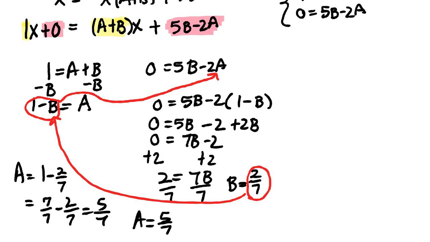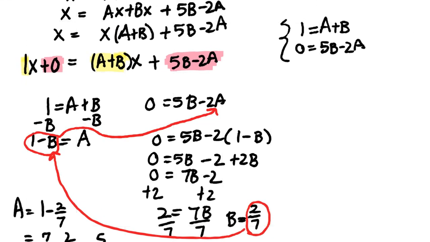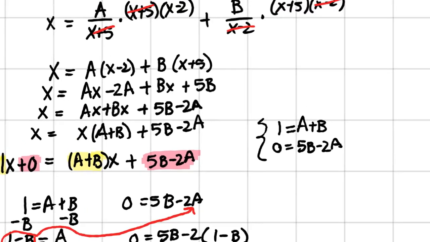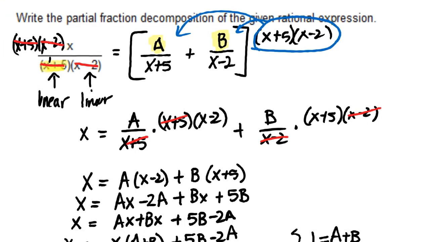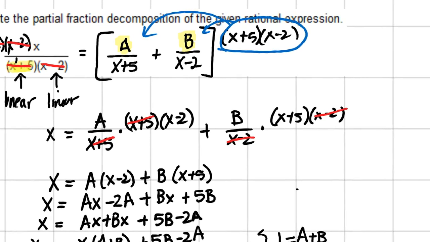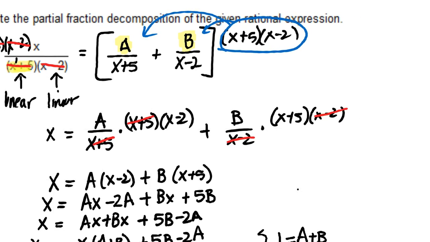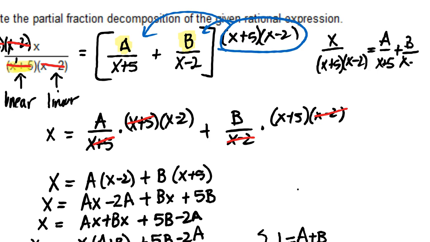Now that I know what A and B are, I'm able to write my partial fraction decomposition. You want to go back to your original way that you wrote this expression out. We said to start off this problem that x over (x plus 5)(x minus 2) was A over x plus 5 plus B over x minus 2. And then we found A and B.